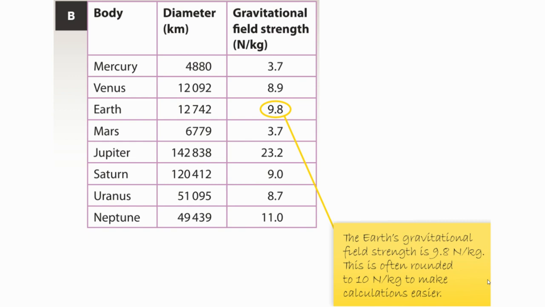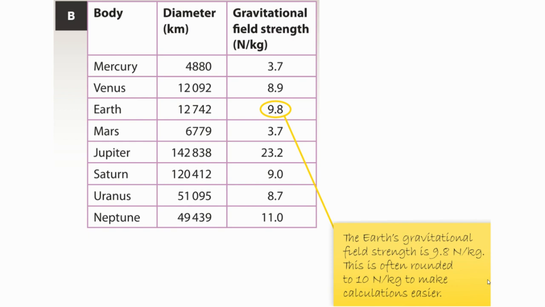Here is a table of data showing how the diameter of a planet in kilometers is related to the planet's gravitational field strength. You will see that the Earth there is stated as 9.8. In general, the larger the planet, i.e. the bigger the diameter, the greater its gravitational field strength. This is simply because bigger planets have more mass.